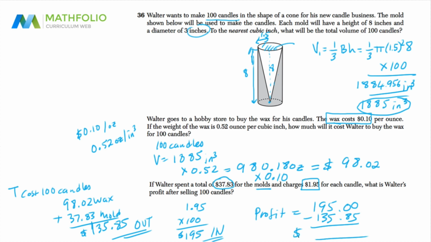So in this case, we're gonna do this subtraction right now, and I've got a long decimal because I've kept the accurate numbers in there, but this gives me an answer of $59.15, and that's the end of question 36 and of this Regents exam.